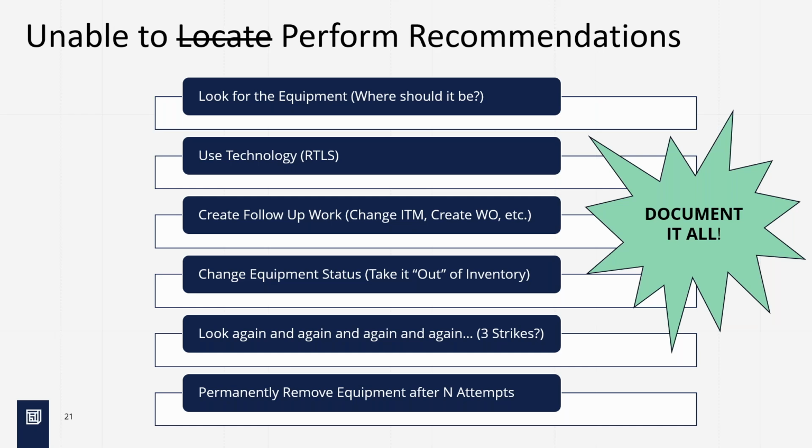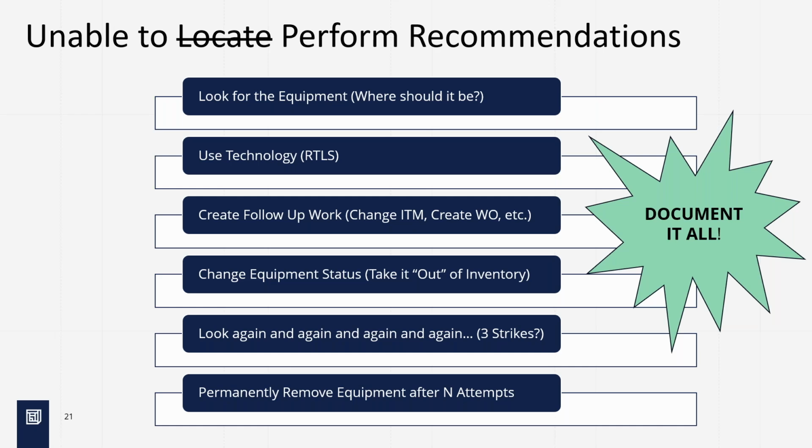Manage the process by creating the follow-up work. A work order is a work order for a reason. It's a reminder that you have to go do work. A PM is a reminder that you have to go do work. So use the work order as a reminder that you need to go look for that, versus just leaving it open. If you're documenting in notes, and then drop the mic and leave the room, you can't document notes. You can't report on notes.